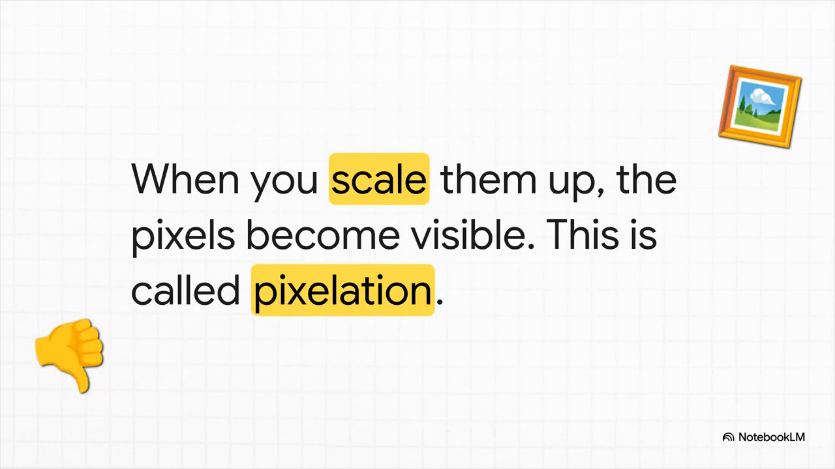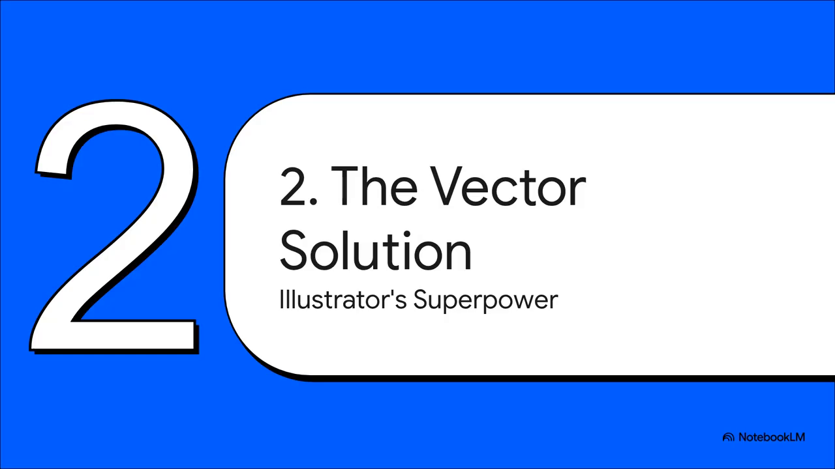So here's the catch. When you try to stretch a raster image, you're not actually adding any more detail. You're just making those individual colored squares bigger. The computer has to guess how to fill in the new, bigger space, and the result is that blurry, blocky effect we all hate. And that effect has a name. It's called pixelation.